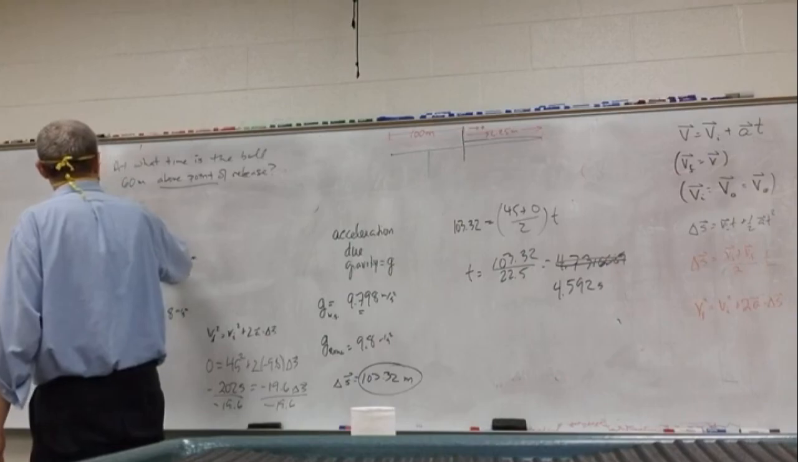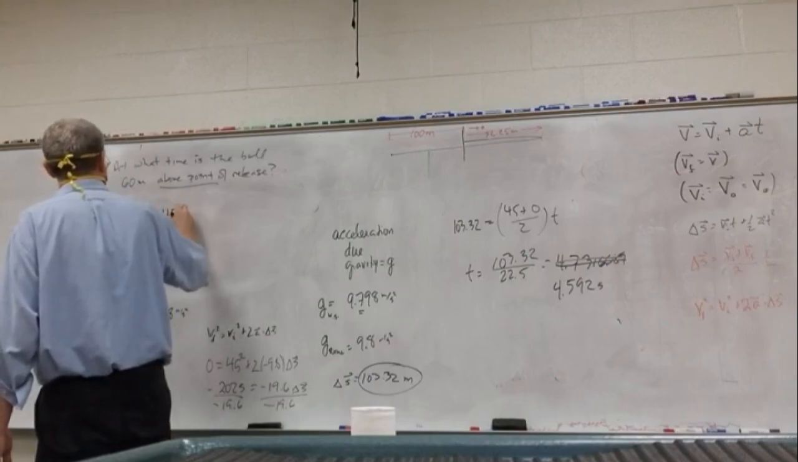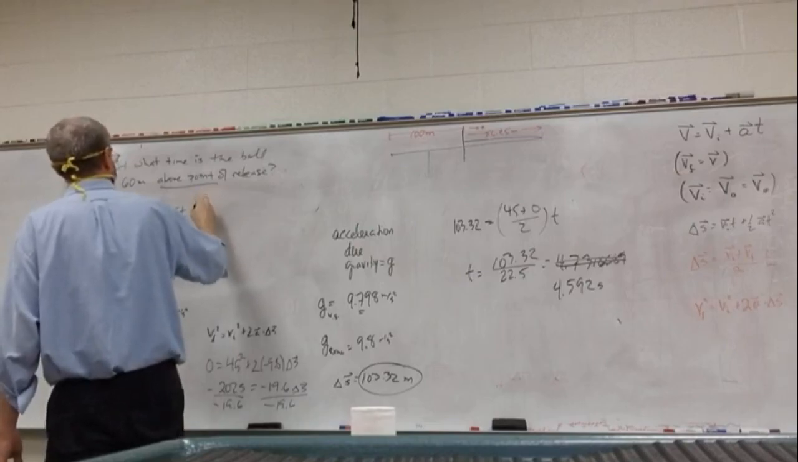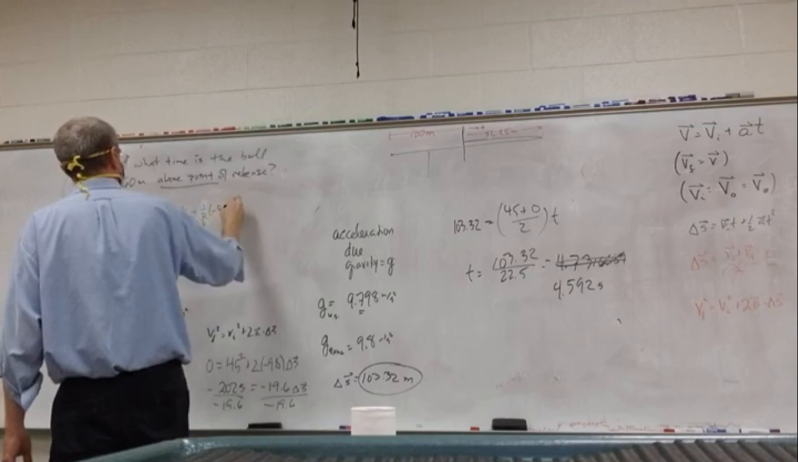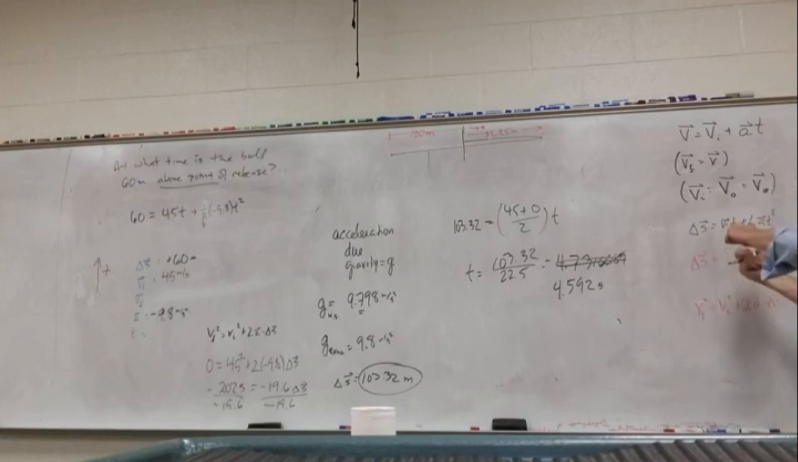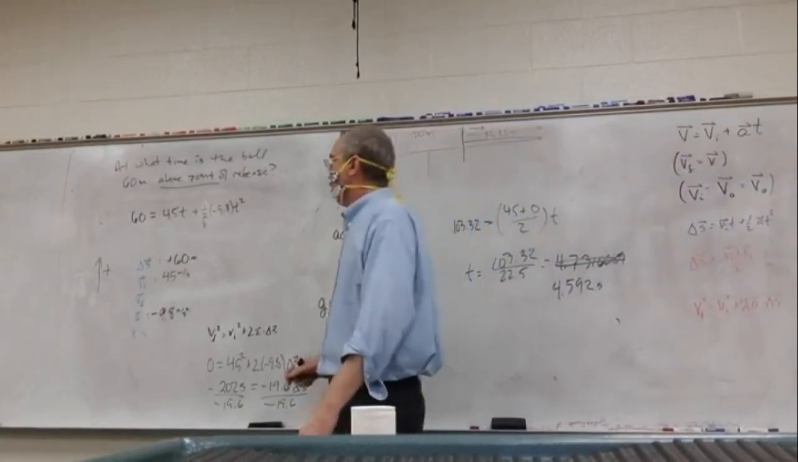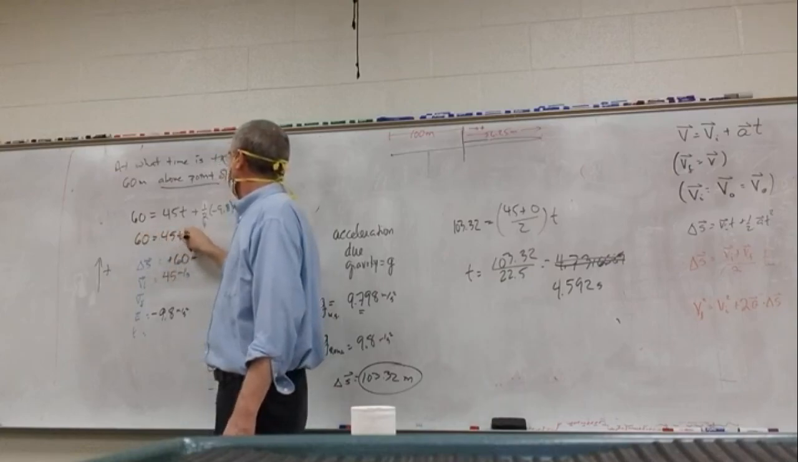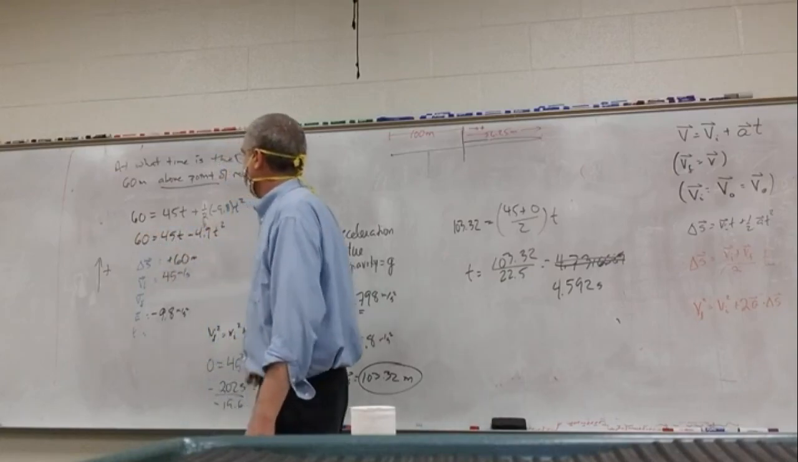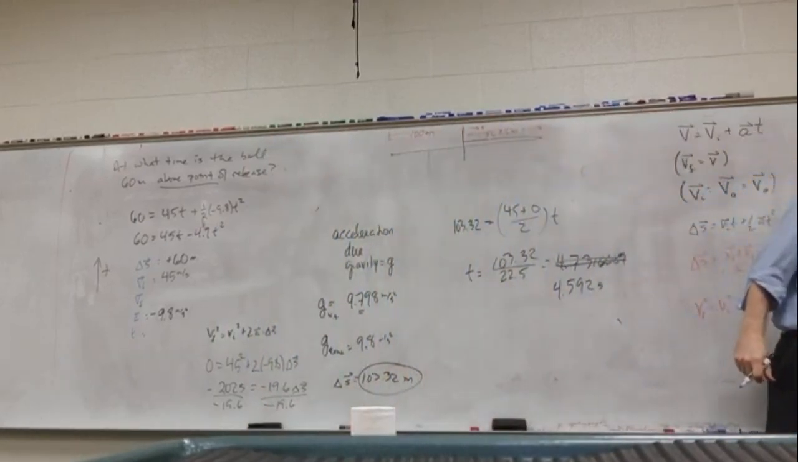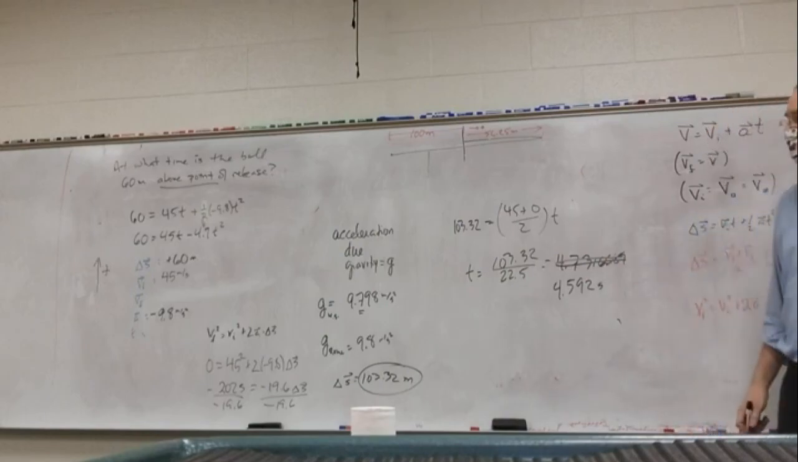So I have 60 equals 45 times t plus 1/2 negative 9.8 t squared. Just straight plug in. 60 equals 45t minus 4.9t squared. This is the point where some students in the past in this course have shown their real weakness in algebra. Please show your work.